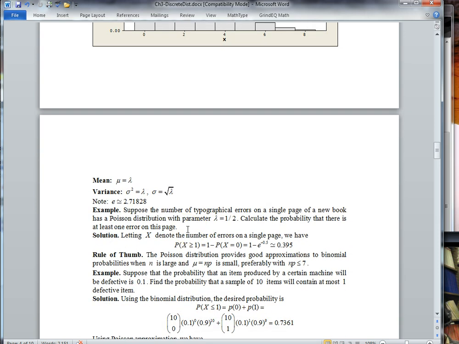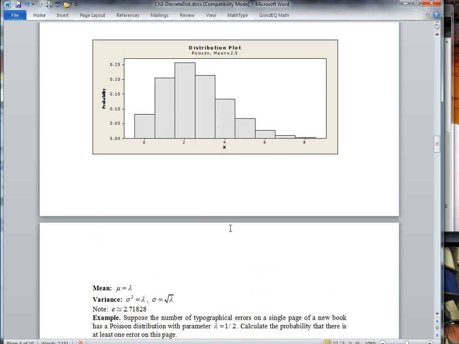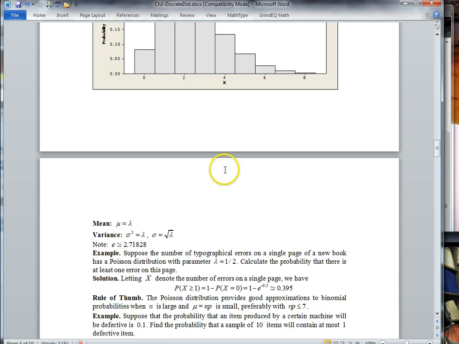Okay, so let's talk about this example here. Suppose the number of typos on a single page of a new book that you are reading has a Poisson distribution with parameter lambda equal half, which means someone goes over these new books, samples 100 pages and finds out there are 12% of the time no errors, 20% of the time there's one error on a page, and so on. It follows this shape, which we call the Poisson shape.